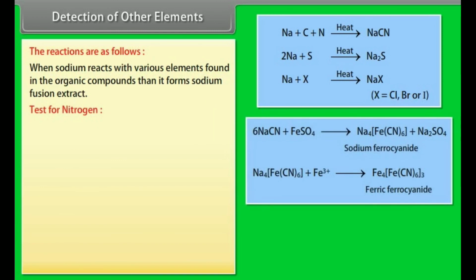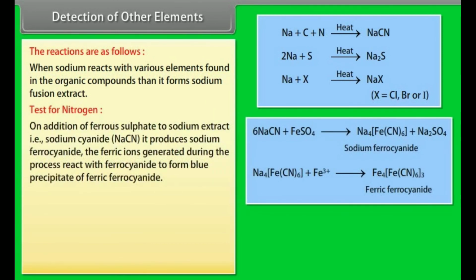Test for nitrogen. On addition of ferrous sulfate to the sodium extract, that is sodium cyanide, it produces sodium ferrocyanide. The ferric ions generated during the process react with ferrocyanide to form a blue precipitate of ferric ferrocyanide.